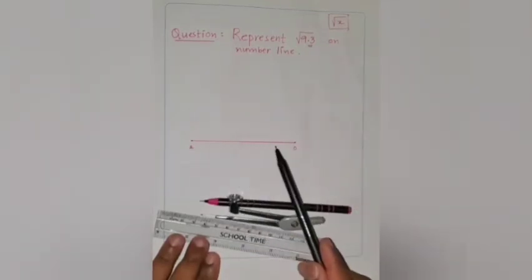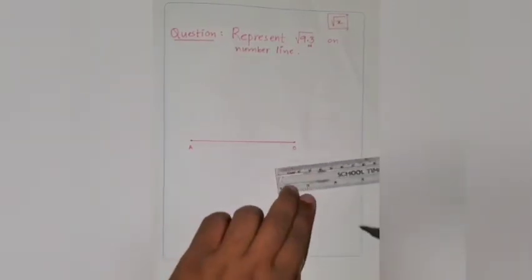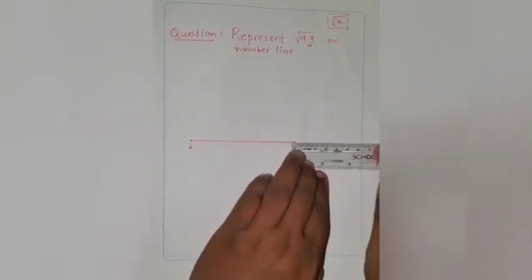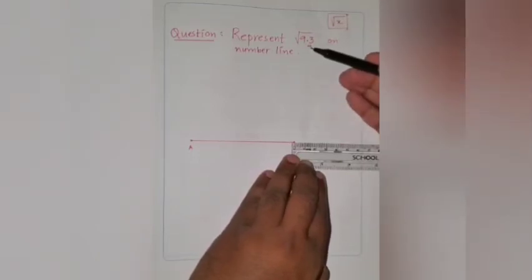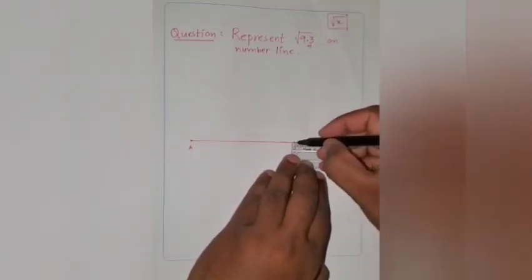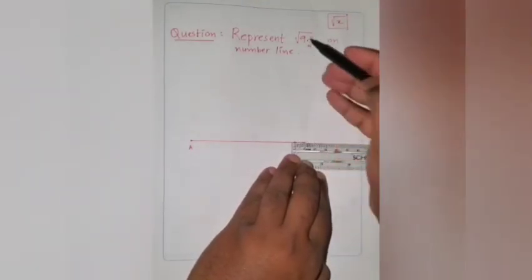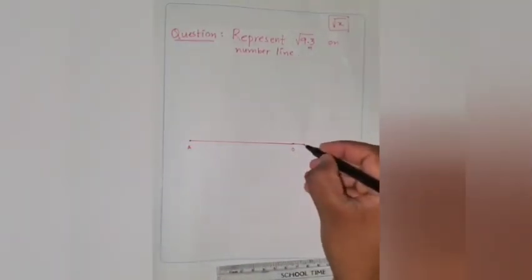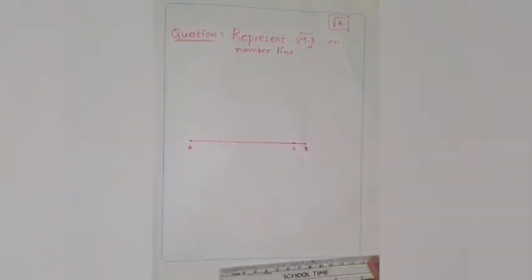The next step, the second step, is to extend this line segment by 1 centimeter. So irrespective of whether it is 9.3 or 6.5 or 7.2, the second step remains the same. Only in the first step, this number is important. I've extended this by another 1 centimeter. Let me name this point B.